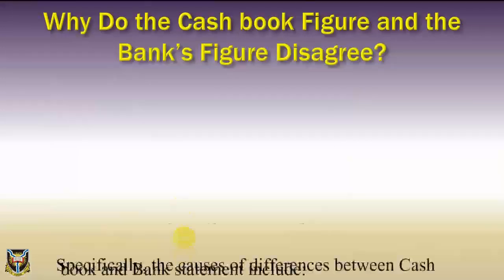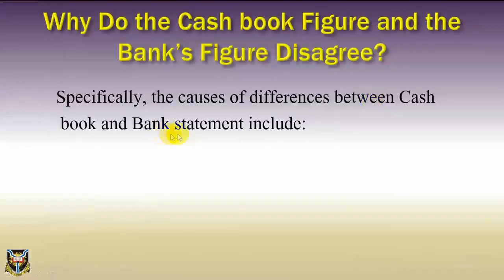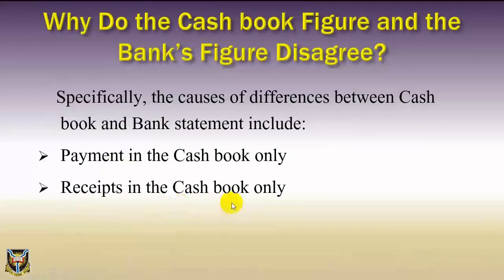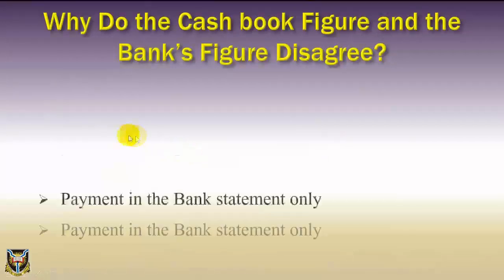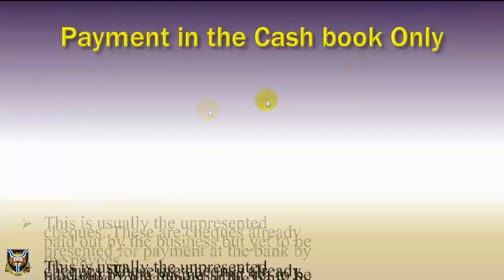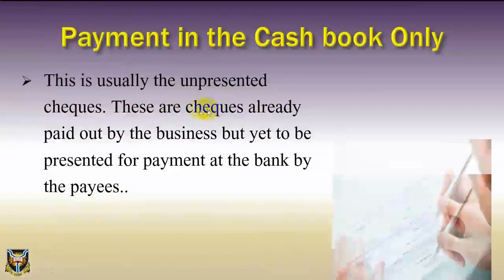Specifically, the causes of differences between cash book and bank statement include: 1. Payment in the cash book only. 2. Receipt in the cash book only. 3. Payment in the bank statement only. 4. Receipt in the bank statement only. Payment in the cash book only. This is usually the unpresented checks.